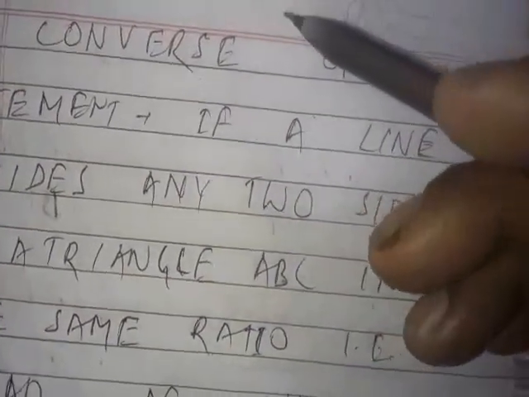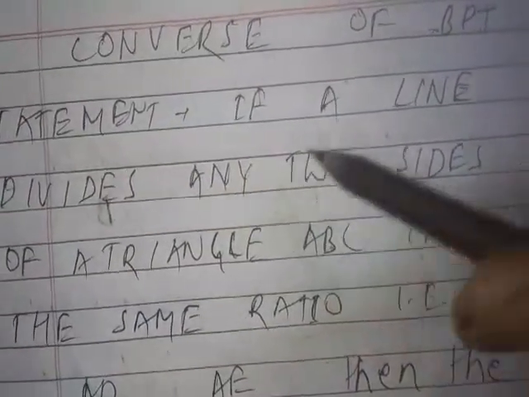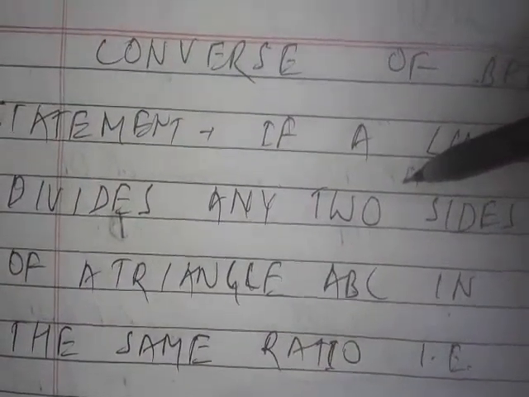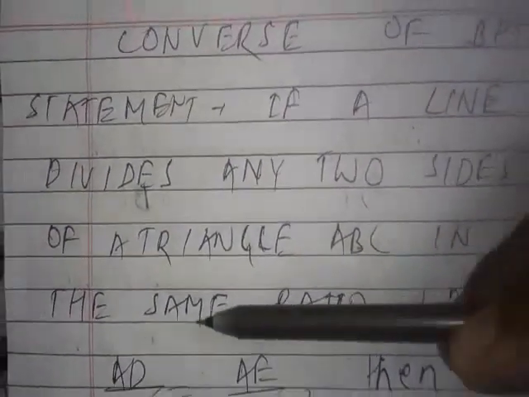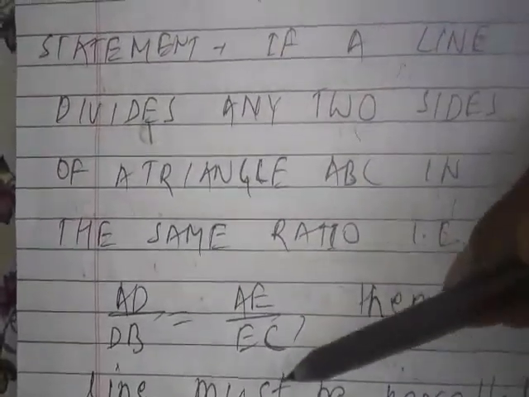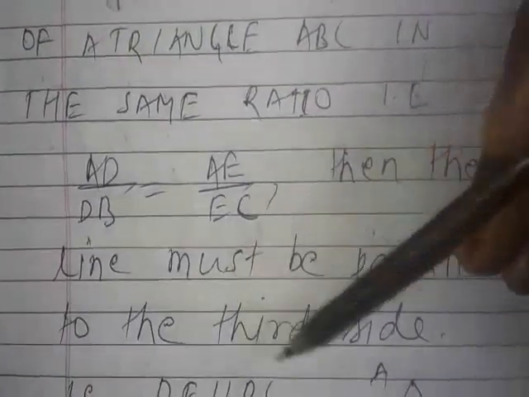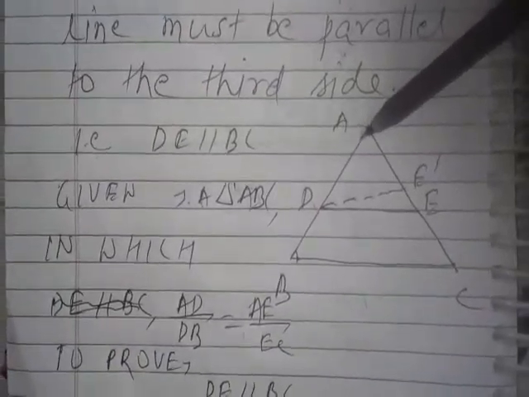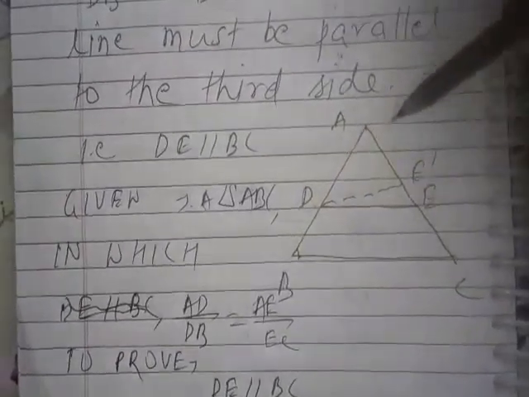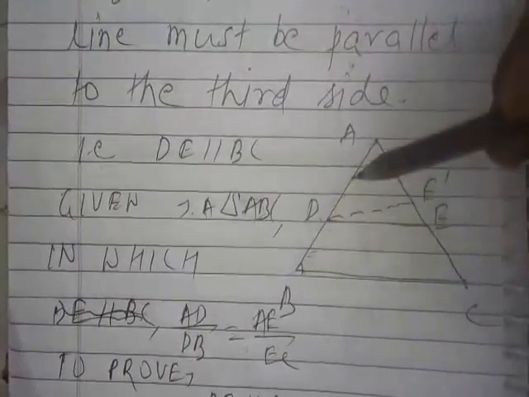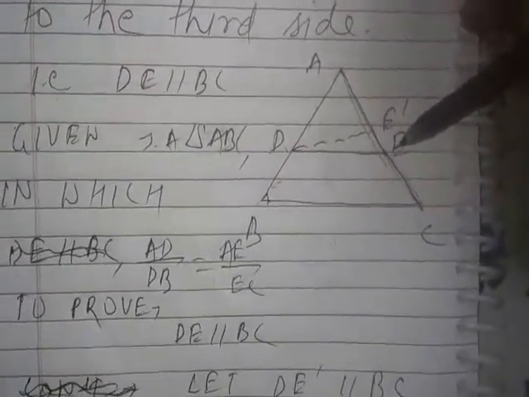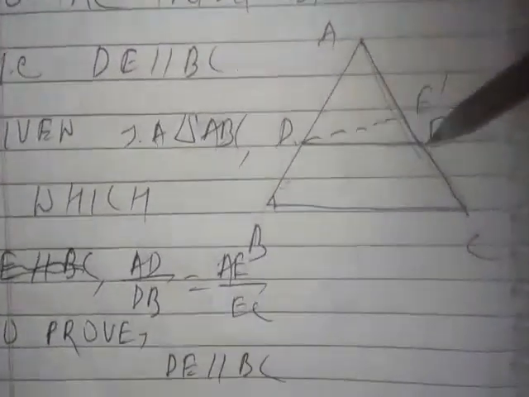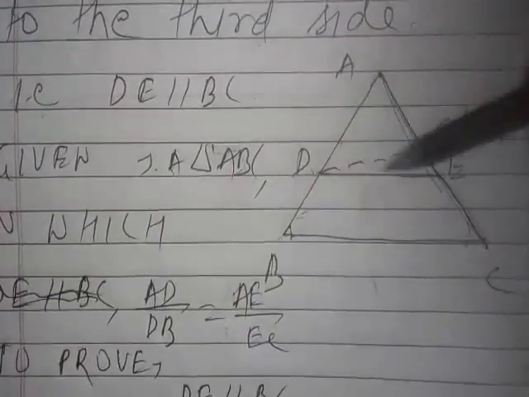Its statement is, if a line divides any two sides of a triangle ABC in the same ratio, that is AD by DB is equal to AE by EC, then the line must be parallel to the third side, that is DE parallel to BC. Here, what are the things given to us? The triangle ABC, in which the ratio of AD and DB is equal to the ratio of AE and EC. So, we have to prove that DE is parallel to BC.